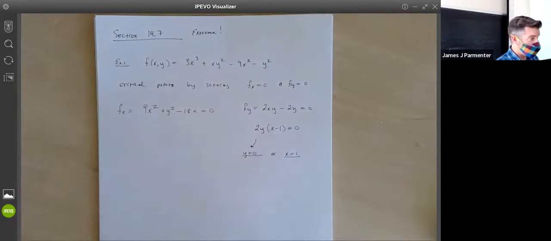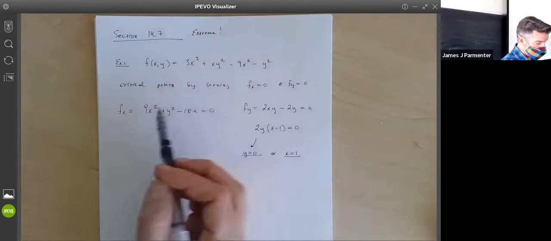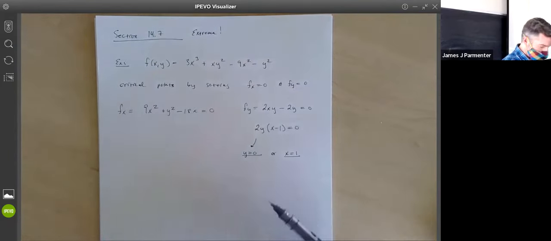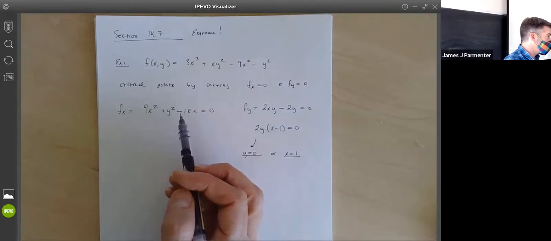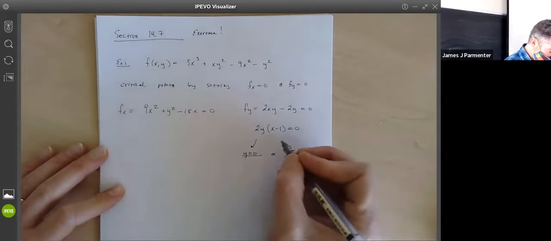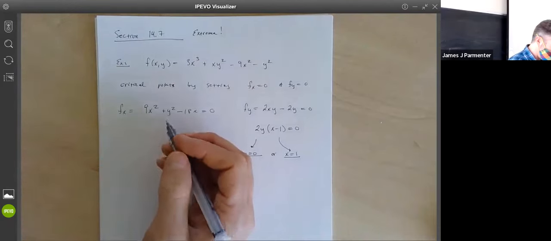I want to be very, very clear. 1, 0 is not a critical point. x being 1 and y being 0 makes this equation 0, but to be a critical point, both equations have to be 0 at the same time. If you plugged in 1 for x and 0 for y, you would get 9 plus 0 minus 18, which isn't 0. So what we're going to do is take each of these conditions and plug them into this to find the corresponding other coordinates.